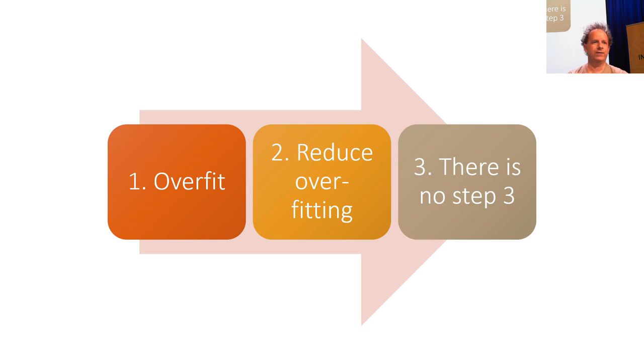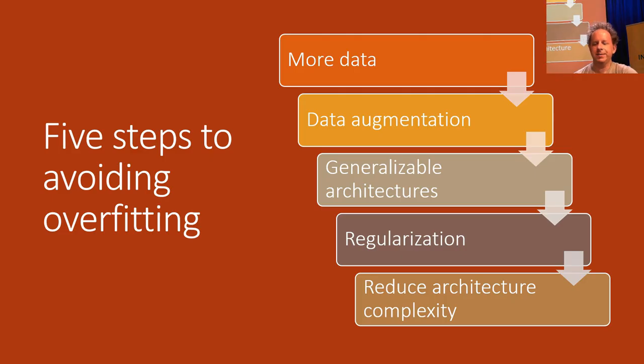So step one is overfit, and then step two is reduce overfitting, and then step three, okay, there is no step three. Well, I guess step three is to visualize the inputs and outputs and stuff like that, right? Is to experiment and see what's going on. So one is pretty easy normally, right? Two is the hard bit.